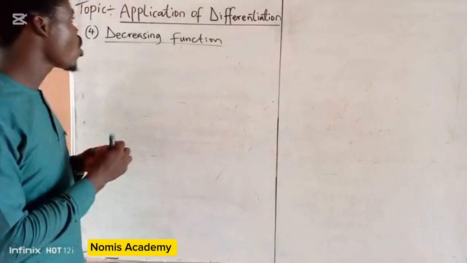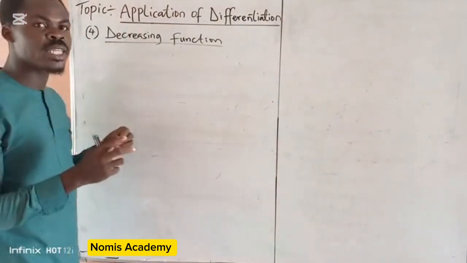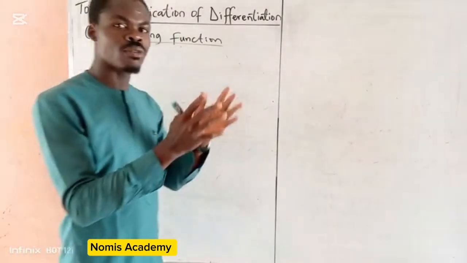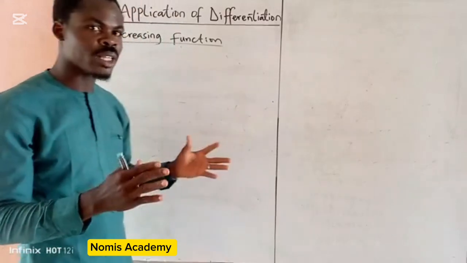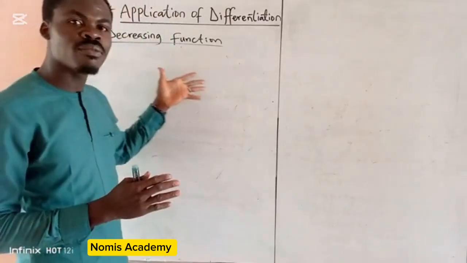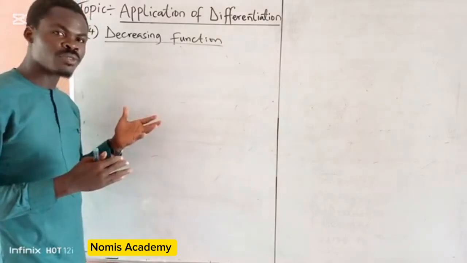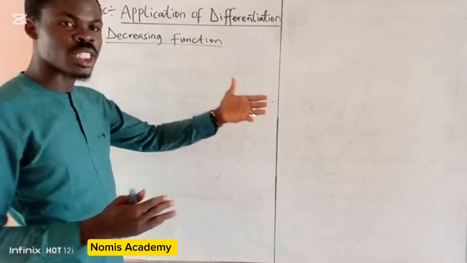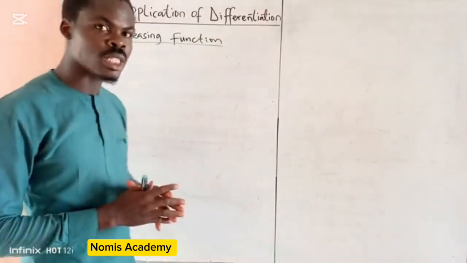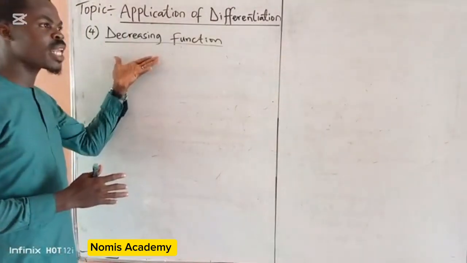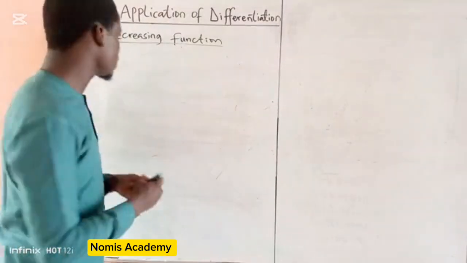In this video, we are going to learn how to find the range values of x, or the interval, for which a particular function is decreasing. In the previous video, I explained what an increasing and a decreasing function is. Now I'm going to use a graph to explain how a function decreases.